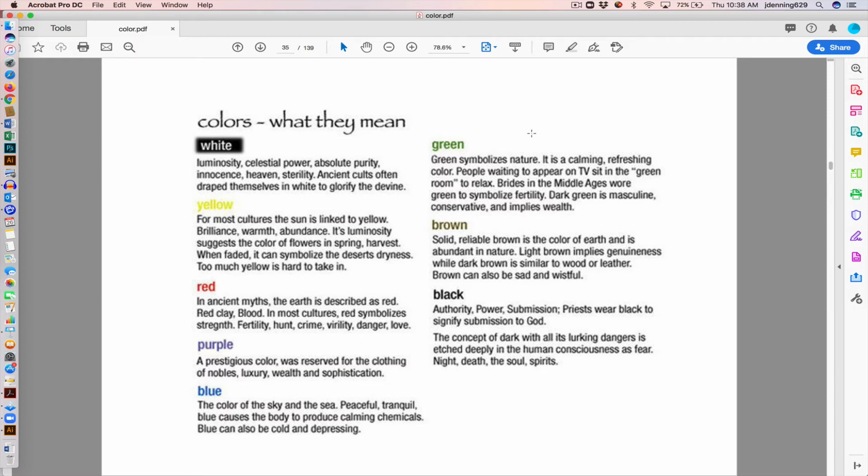Green symbolizes nature. So, for example, the recycling logo is usually green. Brown, very earth-based. It's a genuine color. It can also be sad or wistful. Black is a power color. Priests wear black to signify submission to God. It can be thought of as an authoritarian color.